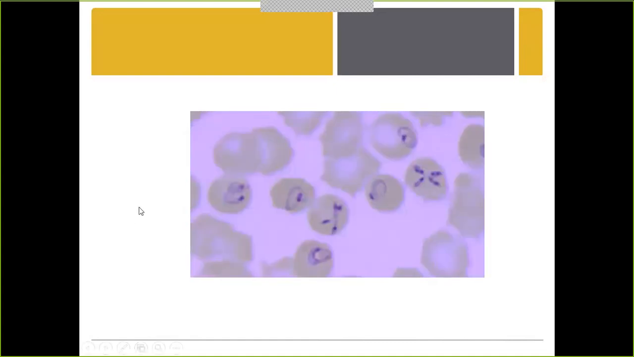This is Babesia. So it is passed by a tick, very much found in the United States. The key is the tetrad or Maltese cross look that it can get.